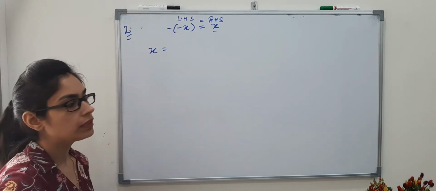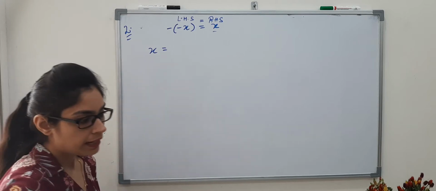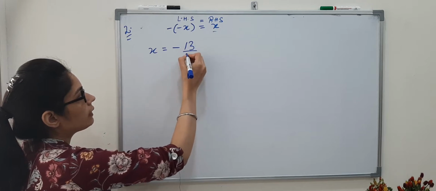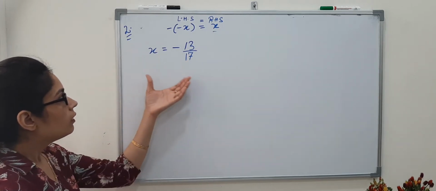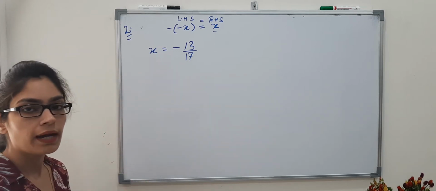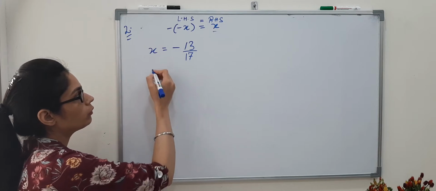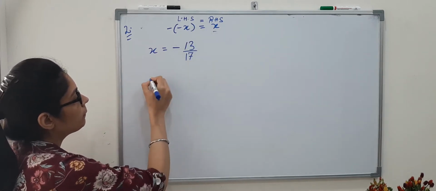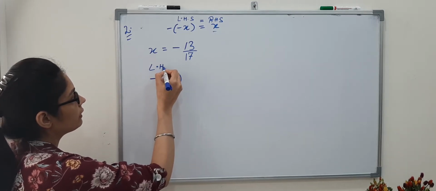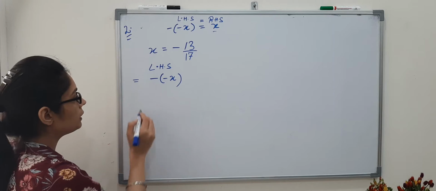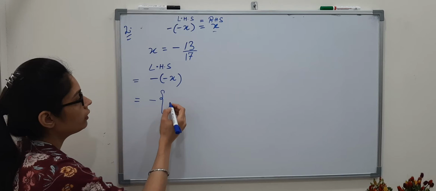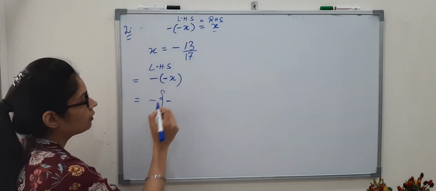Two parts have been given for this question, and I'll do one, you have to do the other yourself. x is equal to minus 13 by 17. The second part I am choosing because this is given in minus form. The first part is in positive form, so you can do that yourself. I will write minus of minus x. Here I will write left hand side: minus of minus x. I will put this minus sign as it is. Now I will put one bracket, this one. Now I will write this minus sign.